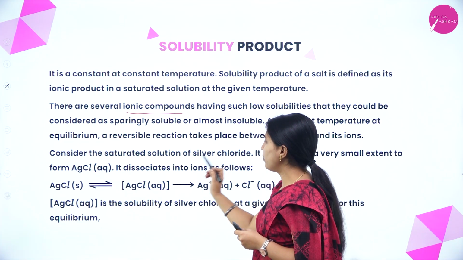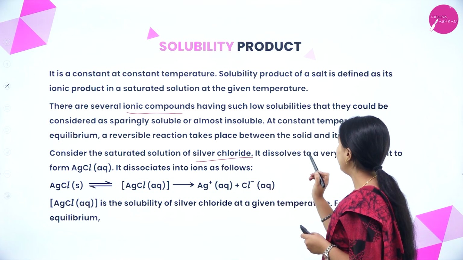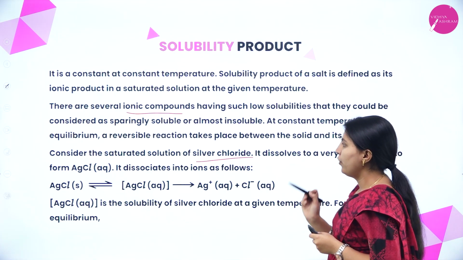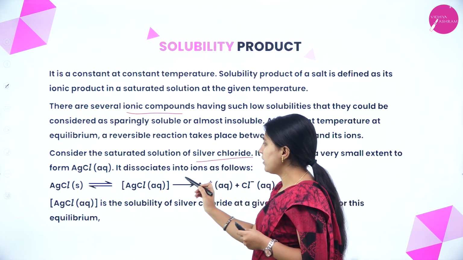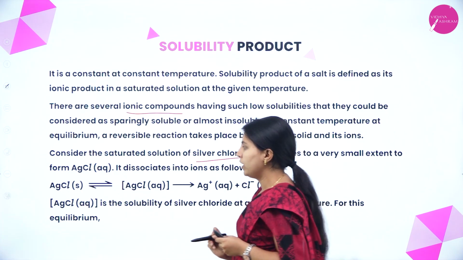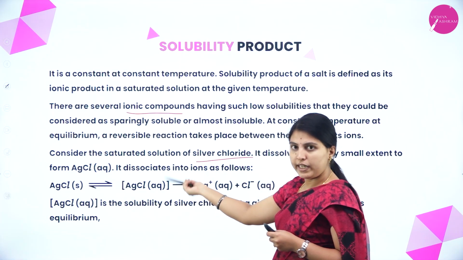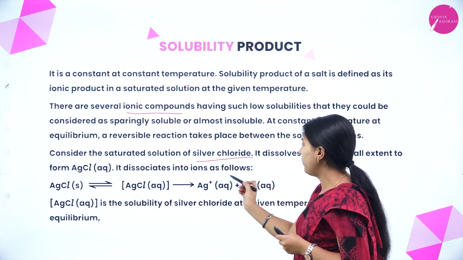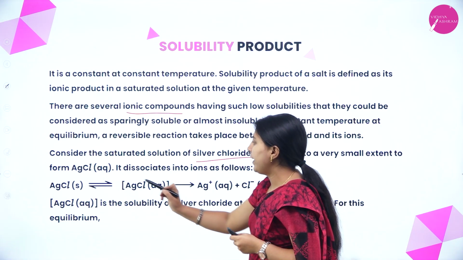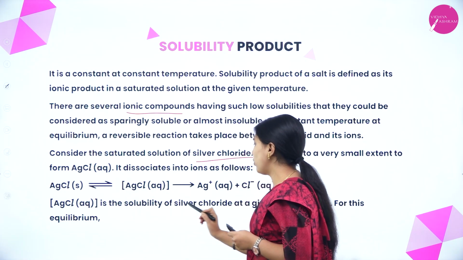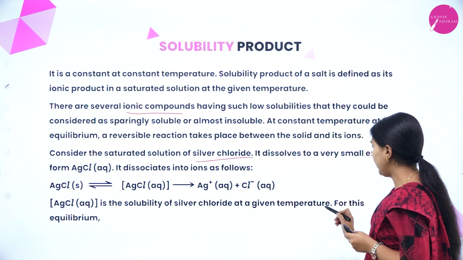Consider the saturated solution of silver chloride. It dissolves to a very small extent to form AgCl. It dissociates into ions as follows. Here silver chloride will get into aqueous solution and form Ag plus and Cl minus. Here AgCl in the aqueous medium is the solubility of silver chloride at a given temperature.